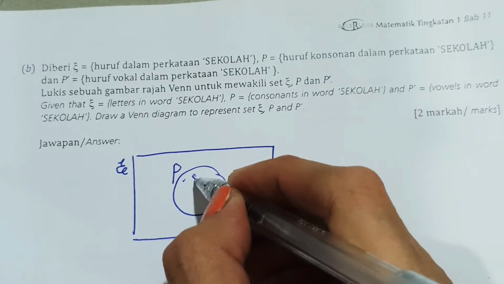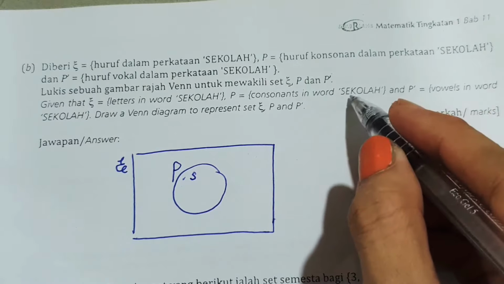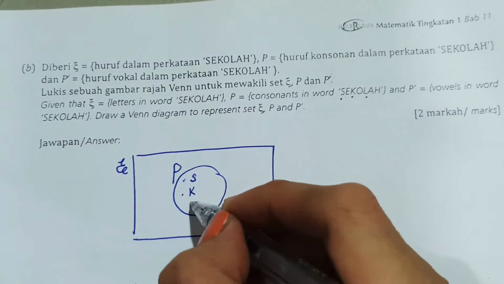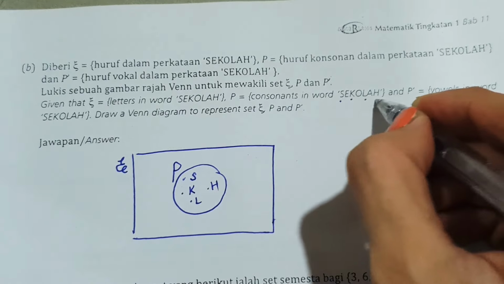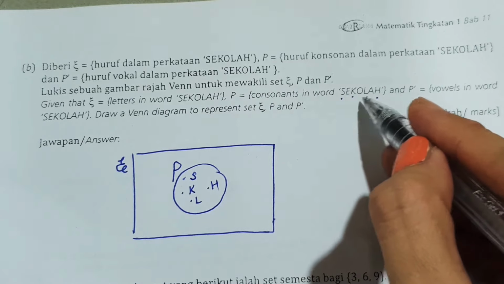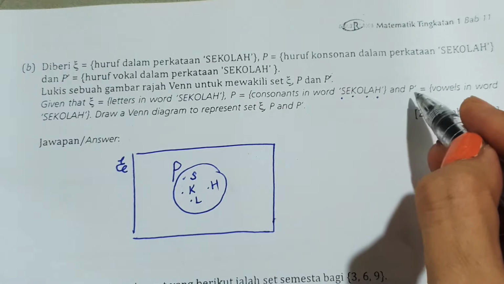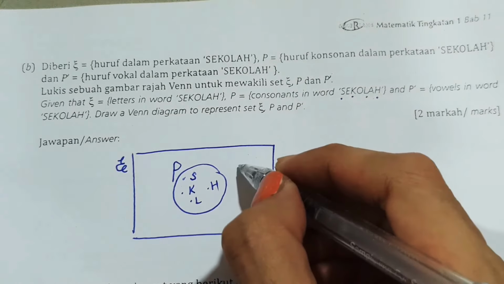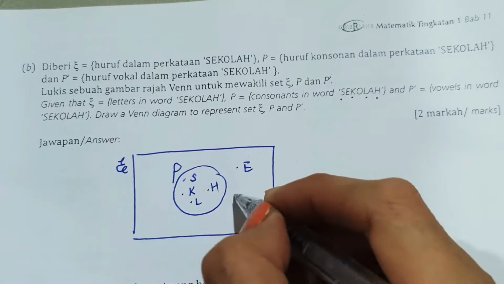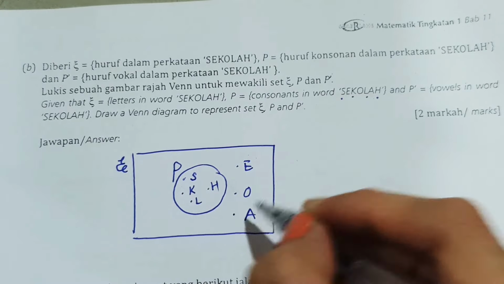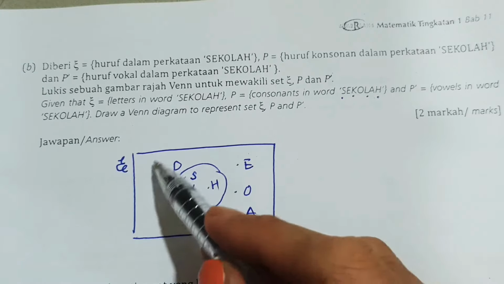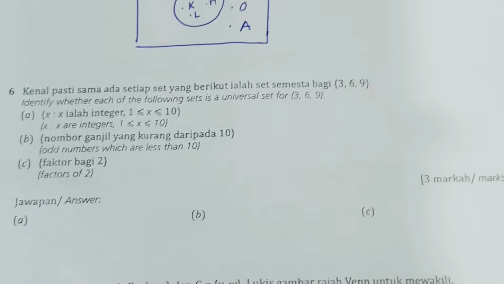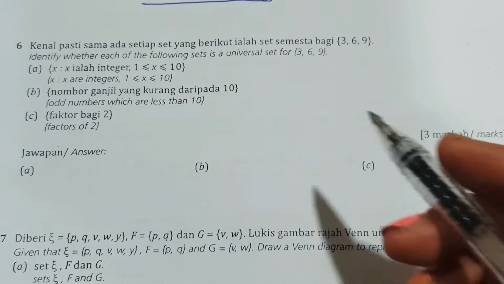So let's write S is here and K is in. Alright, O is not, L is in, and H is in. So you are left with E, O, and A. They will fall into the P prime because P prime are the vowels in the word sekolah, right? So P prime is outside here. So let's put the E, O and A outside. And all these letters of sekolah will make up the universal set. So this will be our answer. Very simple, right? Set is actually very simple. It's about the skill of grouping things.